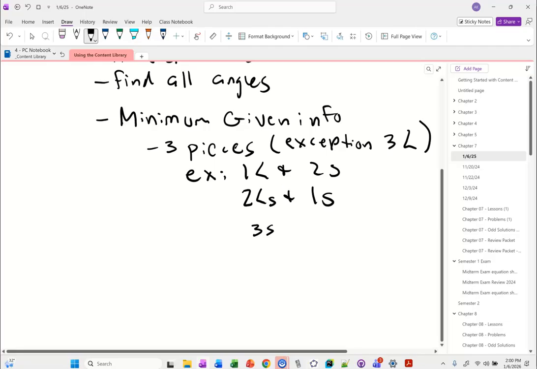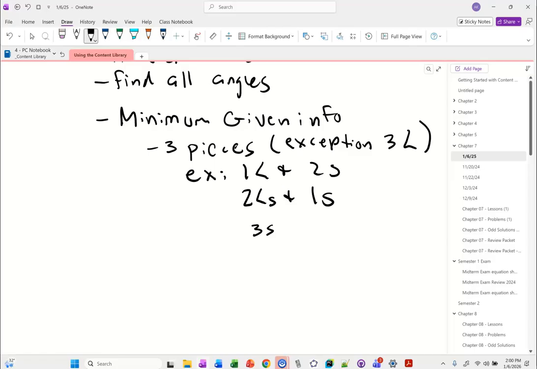Everybody's okay? Now, the easiest situation is when one of those angles is 90 degrees. What do I do if one of the angles is 90 degrees?